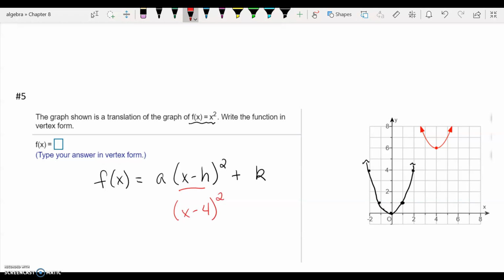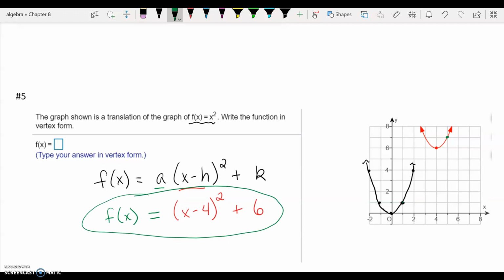Now, if I move up 6, that means at the outside I'm going to put plus 6. Now I've got to ask myself, did I do anything to make it narrow or wider? Well, it went right 1, up 1 from the vertex. Didn't we go right 1, up 1 from the vertex? So I didn't do anything to the A, so I'm not going to put anything in the A spot. I'm just going to leave it as a 1. So this would be my answer, because I moved my vertex right 4, up 6.